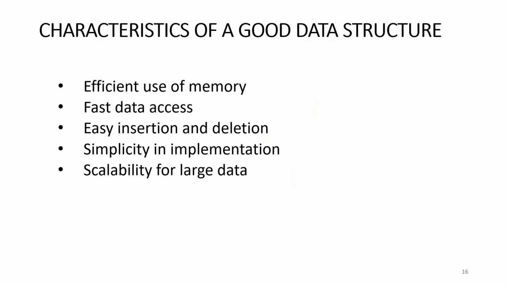Now let us look at the important characteristics of a good data structure. First, a good data structure should ensure efficient use of memory. This means that the data structure should store data without wasting unnecessary memory space. Second, it should allow fast data access. The data should be retrieved quickly whenever the program needs it. Faster access improves the overall efficiency of the system. Another important feature is easy insertion and deletion. A good data structure should allow elements to be added or removed easily without affecting the rest of the data.